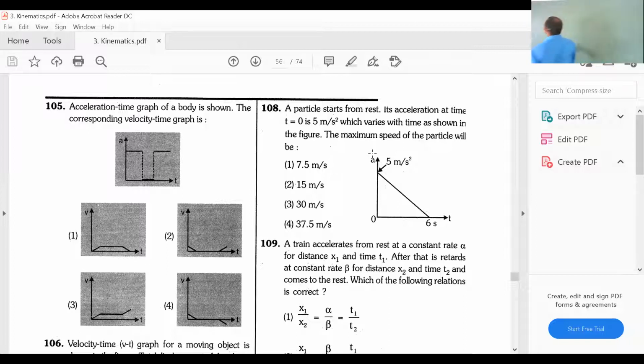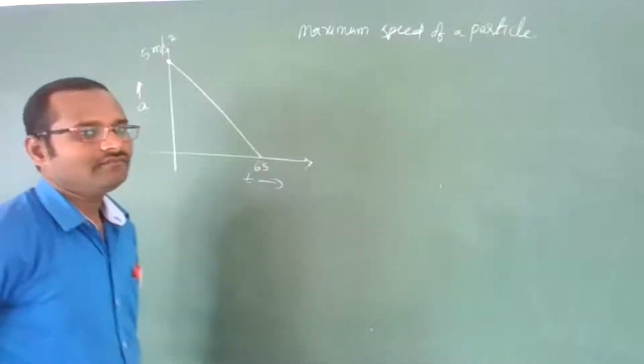They are given an acceleration and time graph. This is time and this is acceleration, and the graph is like this. Here they have given 5 meter per second square. Now what we want to know? Here is 6 seconds. Maximum velocity, maximum speed of the particle. This is V1.